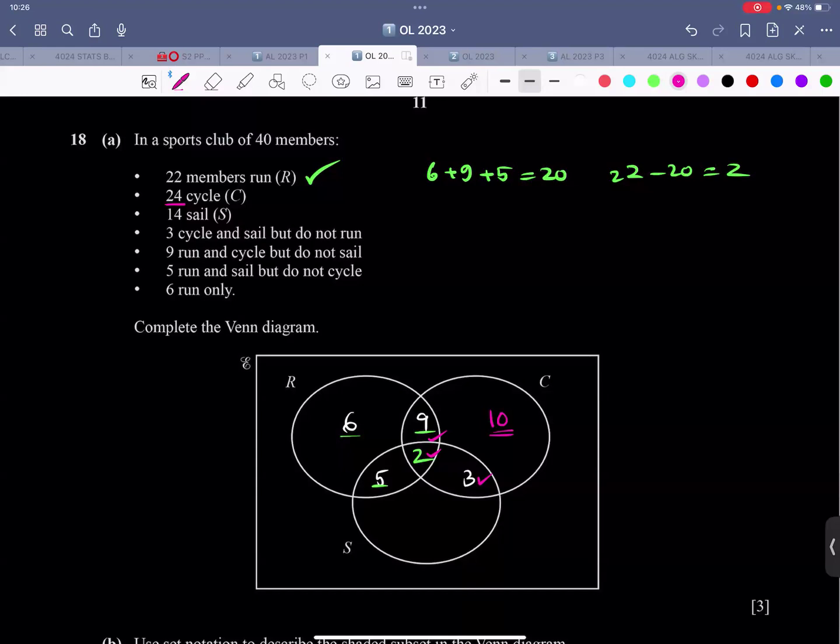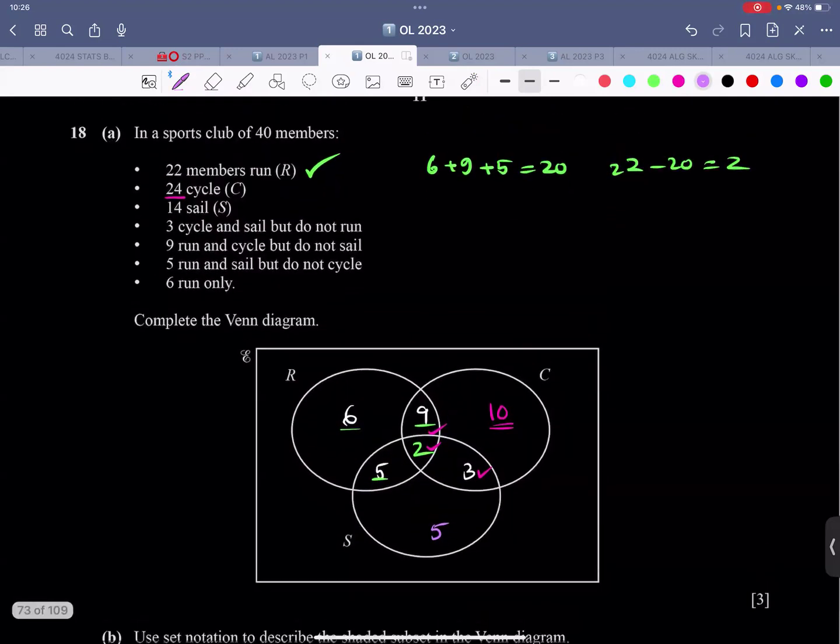And the total is 40. So add it up like this. This is 22. That's over here. So 22 plus 10, 32. 32 plus 3, 35. 40 minus 35. Therefore, these are 5 who do the sail only.